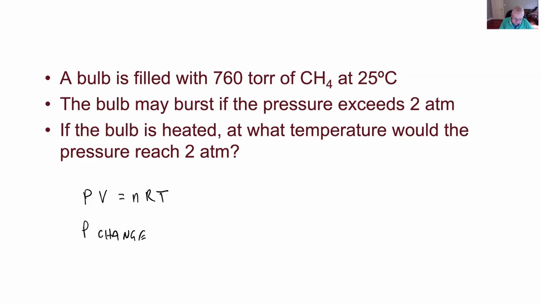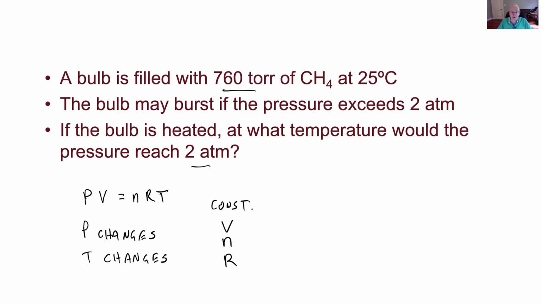Right, pressure definitely changes because I can see I'm going from 760 torr up to 2 atmospheres, okay? I know that T changes because it says I'm heating up the bulb. What doesn't change? We're going to say constant. Volume doesn't change, right? The number of moles doesn't change because it doesn't say we opened the bulb or anything like that. The gas is trapped in there. Same molecules are still in there. So n is constant and R is always constant.